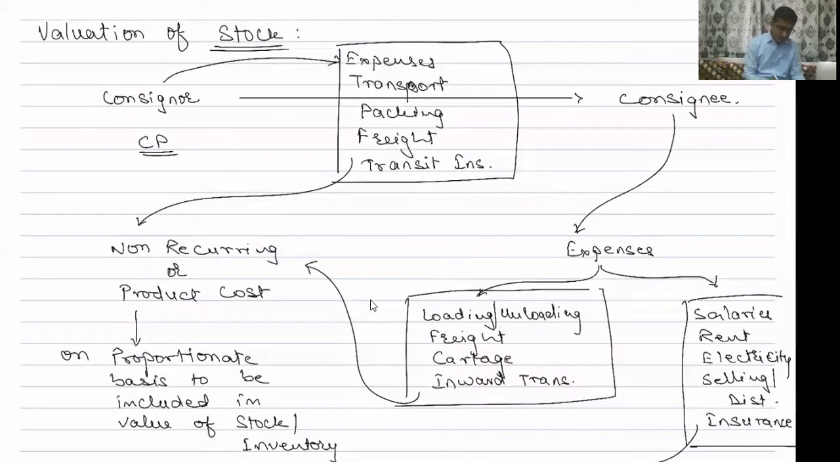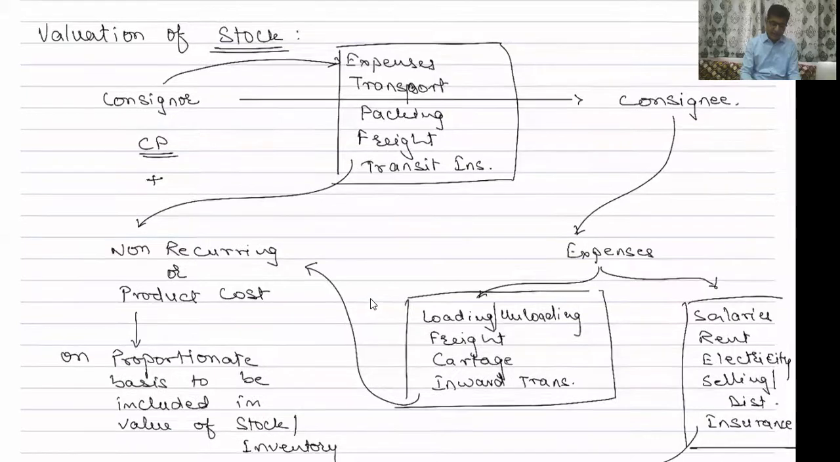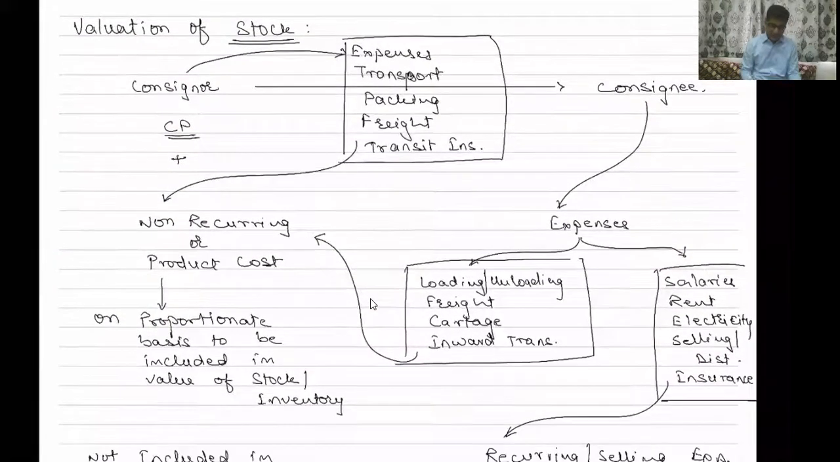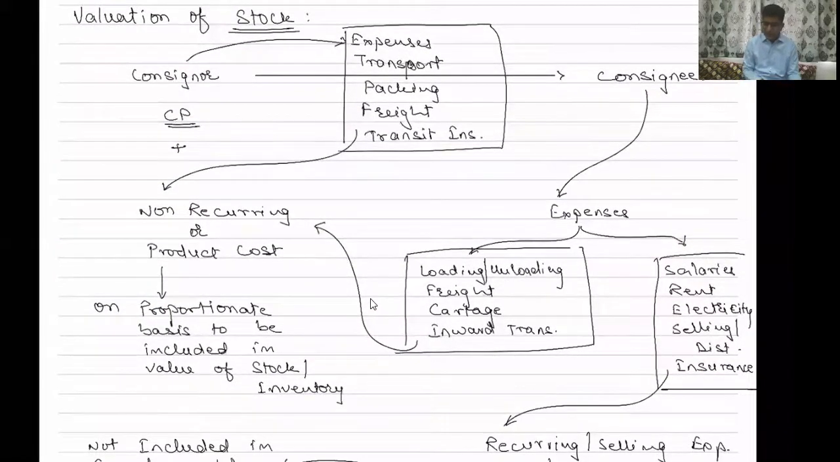So your cost price plus the non-recurring or periodic cost will be the value of inventory. You just write this first and then I'll come ahead with the valuation. How do we do that? We'll come to that, Abhishek. Just a moment. Let everyone write it.